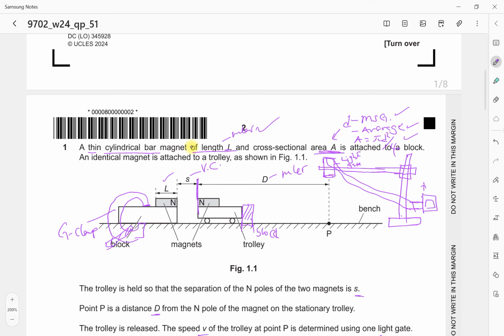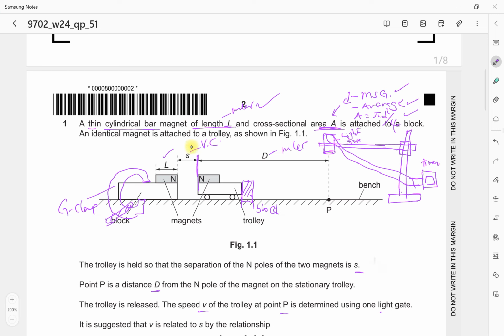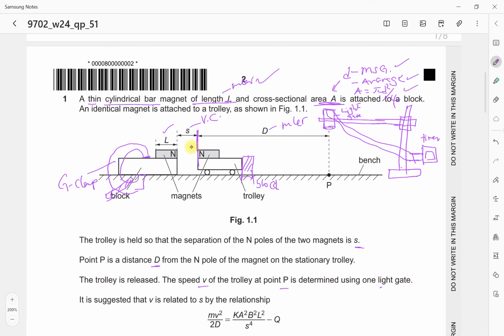So this is the timer. Okay. But then I may want it to stop. I may want the trolley to stop when it passes point P. So again, I'll put a block here, a block to stop the trolley.